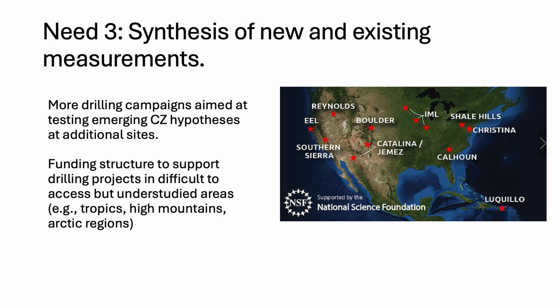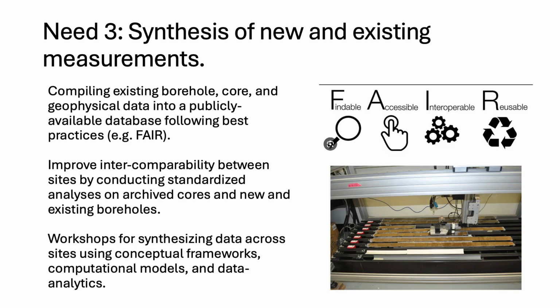This includes tropical regions, high mountains, and Arctic regions. So we need to think about strategies for expanding critical zone science to some of these other landscapes. And the last thing is compiling existing measurements.